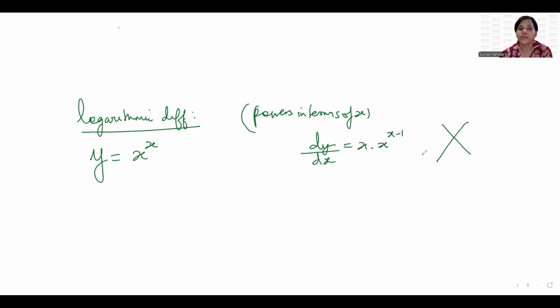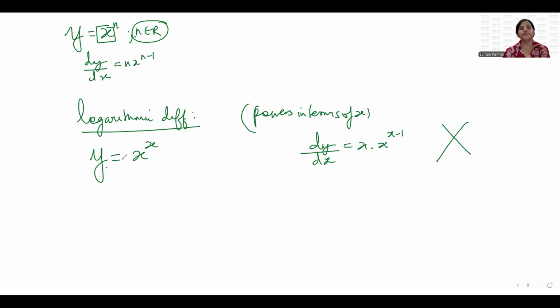This is wrong because the power rule says if y is equal to x power n, where n is a real number, so n cannot be a variable, it has to be a real number, then dy by dx is equal to n x power n minus 1. But here y is a function of x, so x is a variable and the power is also x. So we cannot apply the power rule. Then what will come to our rescue? That is logarithms.